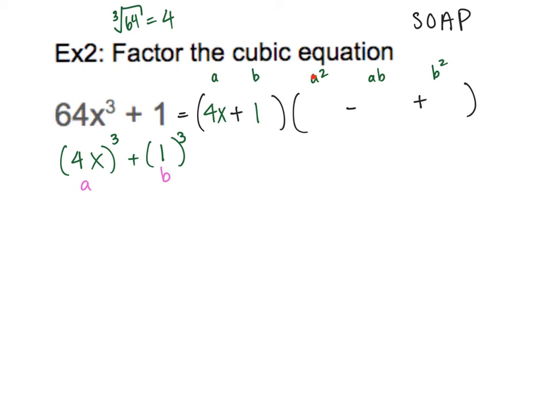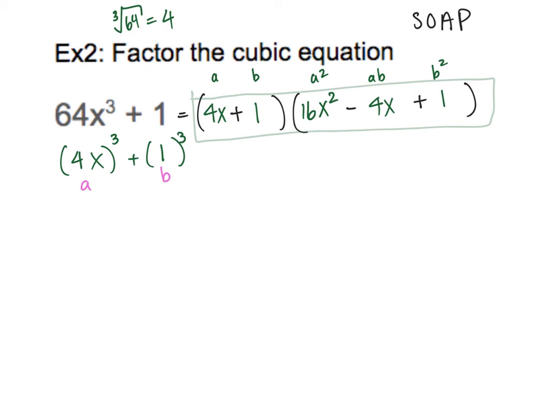And then this is going to be a squared, so I need to take my 4x and square it. If I square 4, I get 16. If I square x, I get x squared. And then I have to multiply my a with my b. 4x times 1 gives me 4x. And then 1 squared, or my b squared, is going to be 1. And so now it looks like I have already factored. And like I said before, this trinomial here is not factorable, so don't try to factor this.